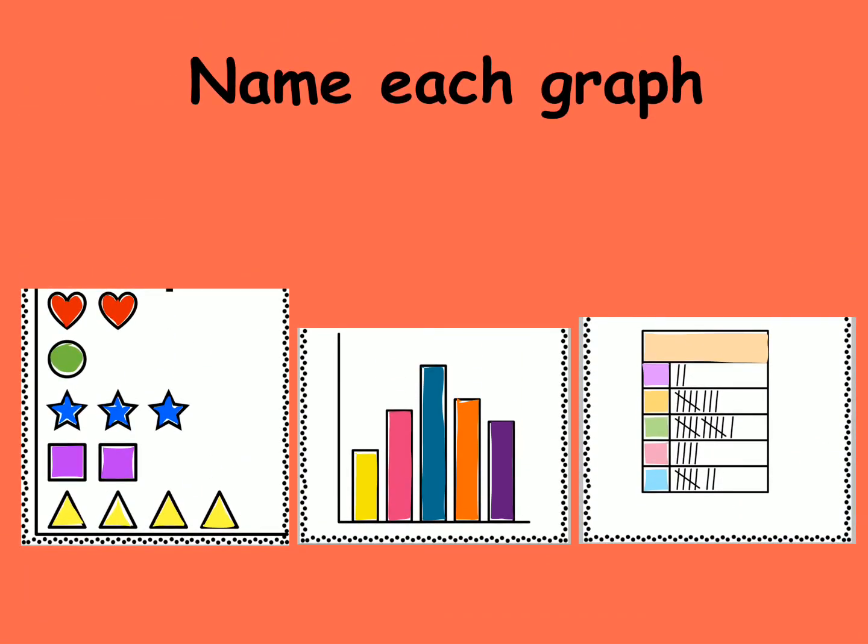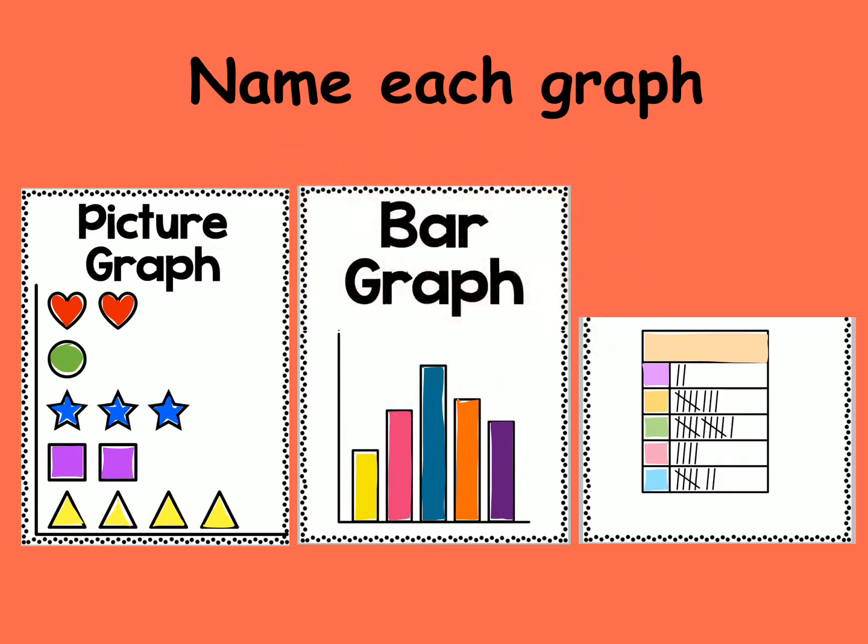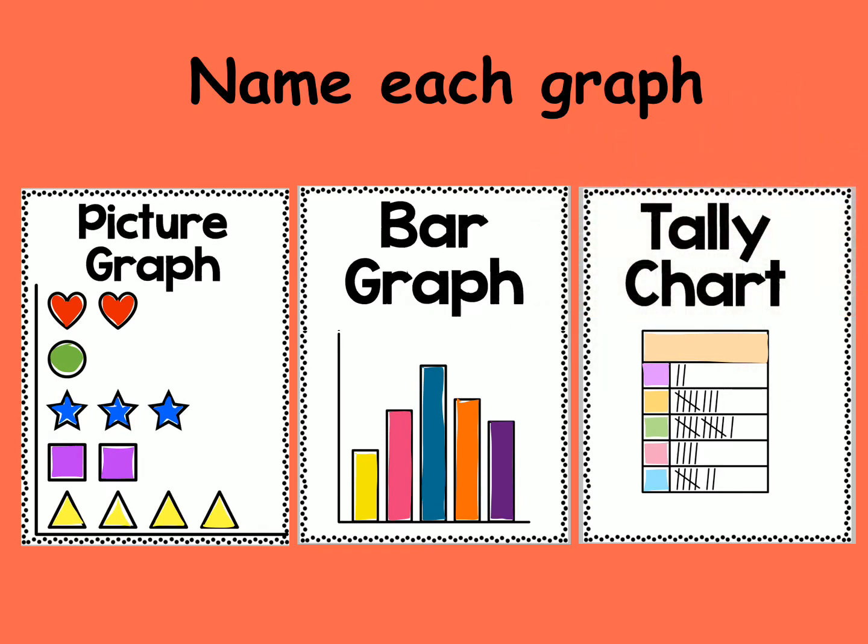Now let's try to remember together. What was the graph that we used pictures on it to record or to read the data? Well done, grade 1. It's the picture graph. Now let's move to the next one. What was the graph that we used bars? We used bars in it to record the data or to read it from. Perfect. Yes, it's the bar graph. Now look at the third graph. Yes, this graph is the tally chart which we will cover during this week. We use tally marks for this tally chart.